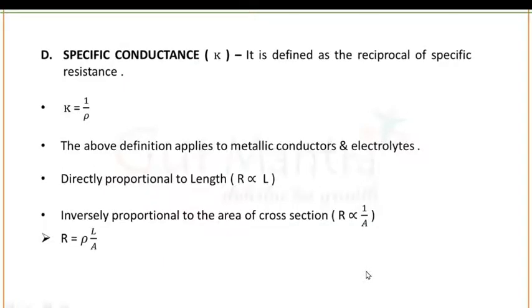Next is the specific conductance. Specific conductance is denoted by the symbol kappa or small k. It is defined as the reciprocal of specific resistance, that is, K is equal to 1 upon rho. This definition of specific conductance, the reciprocal of specific resistance, applies to metallic conductors and electrolytes.